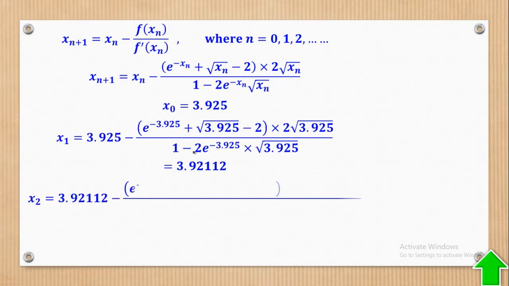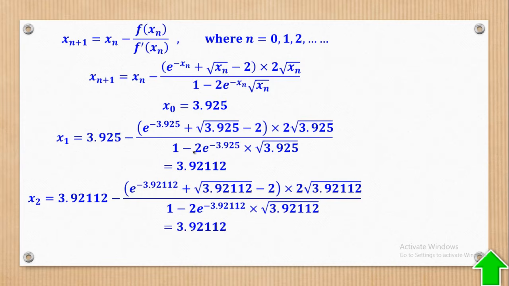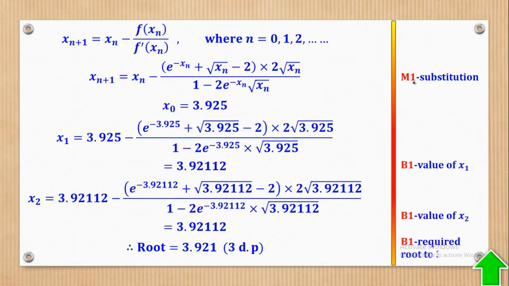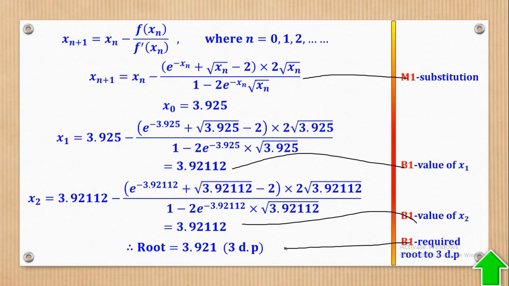So when I use x1 to get x2, I'll come up with that, and the value of x2 will be 3.9211. So this to 3 decimal places, it is 3.921, and this one is also 3.921, meaning that you stop there and conclude that the root is 3.921 to 3 decimal places. So basically that's what they wanted. Now let's see how much can be awarded. So M1 for this substitution, B1 for this value, B1 for this value, B1 for conclusion.